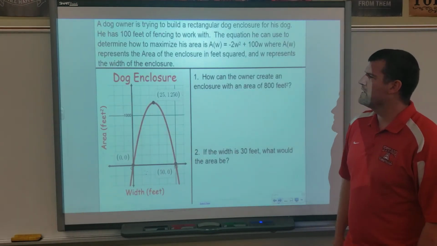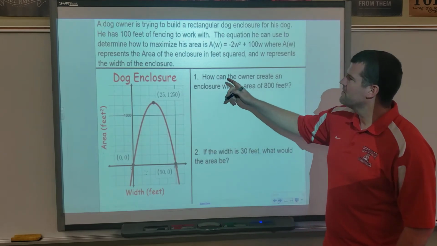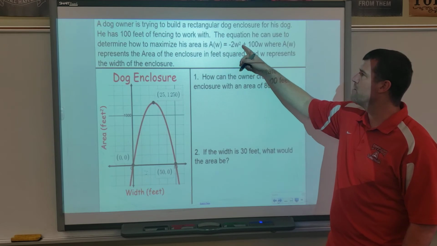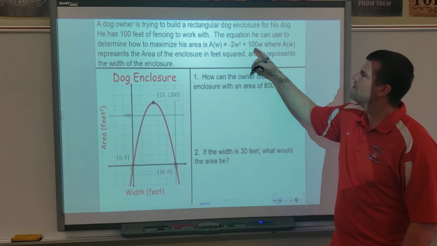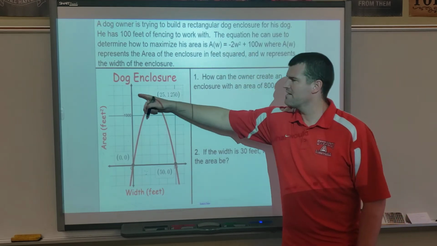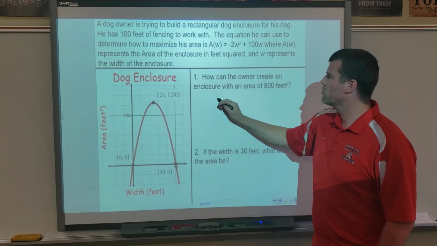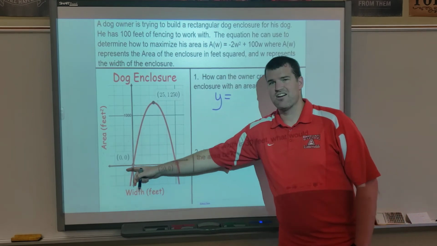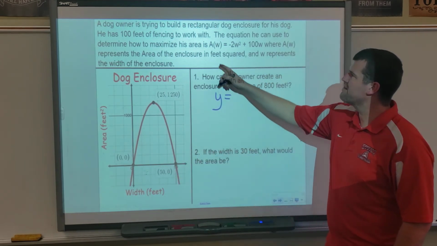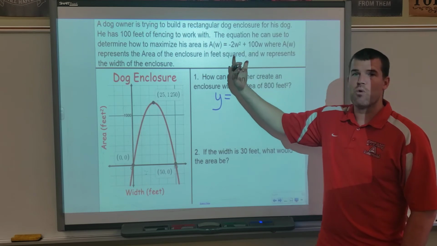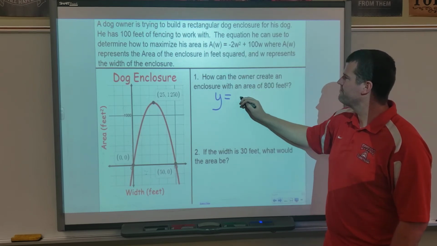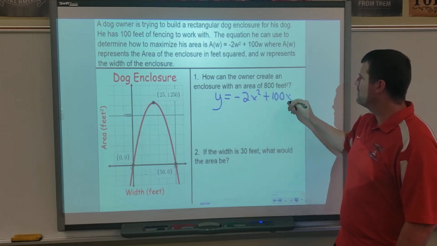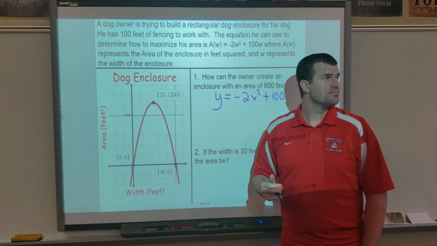So as far as how we can do that, well, we know that the equation for the dog enclosure was A of w equals negative 2w squared plus 100w. Well, A of w is our area, which is really our y coordinate. And then w is our width, which is our x. So I'm just going to replace the A of w with y and the w with x. And we get a nice quadratic equation.